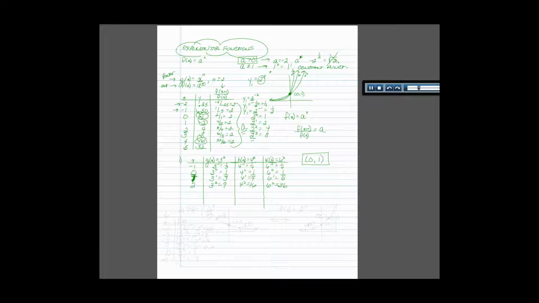So let's look at example 2, and it says graph the exponential function f of x equals, now we're going to change it, we're going to do 1/2 to the x power. Up to now, we've had our base be whole numbers. Now we're going to use a rational number.